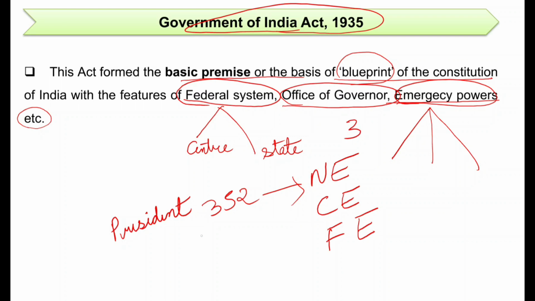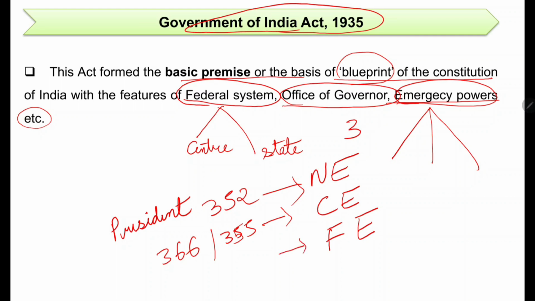Next is the constitutional emergency. See here, under Article 355, it is the duty of the center to make sure that the government of the state is working as per the rules and regulations of the constitution. But in case it finds that the state is not working according to the Indian constitution, then according to Article 366, they can take over the state government. So that is the constitutional emergency.